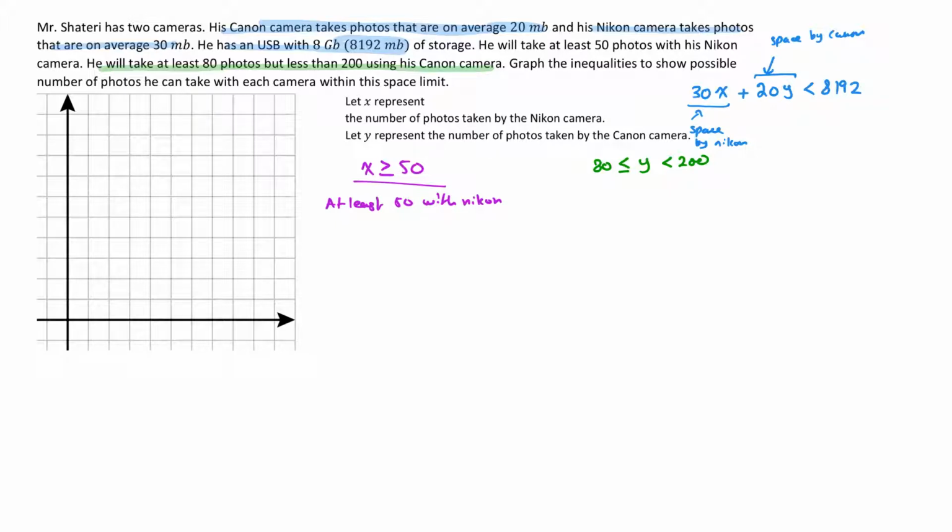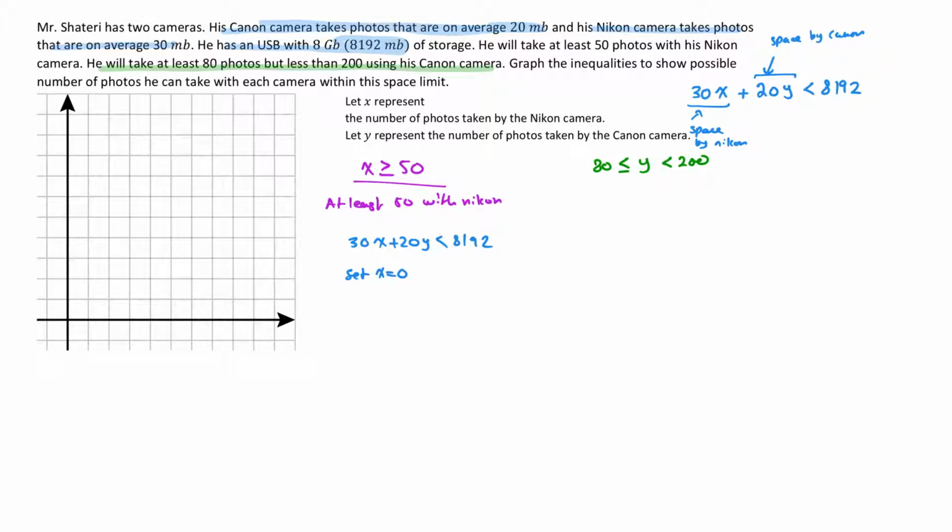Alright, so now we have to plot or graph these things. I am going to start with the blue equation, 30x plus 20y is less than 8,192. And I'm starting with this for one good reason. I don't actually know what the scaling here should be like. So what I will do is find the x and y intercept. And once I have those two points, I can figure out what the scaling for my x and y would be.